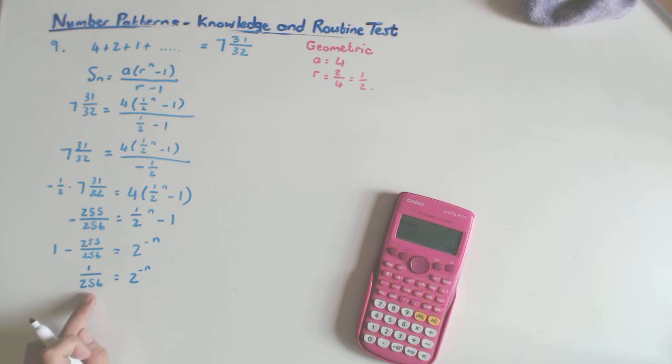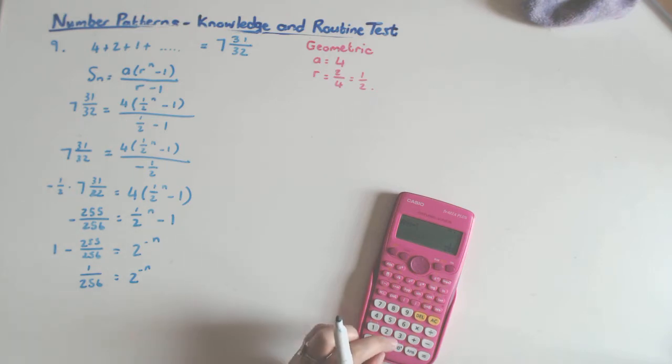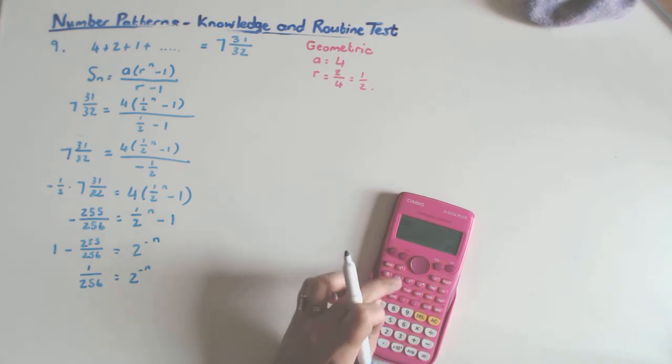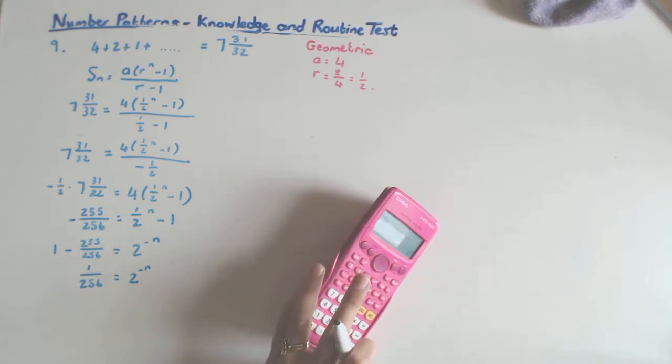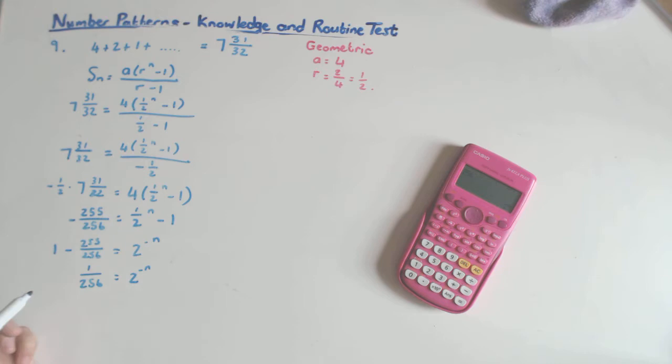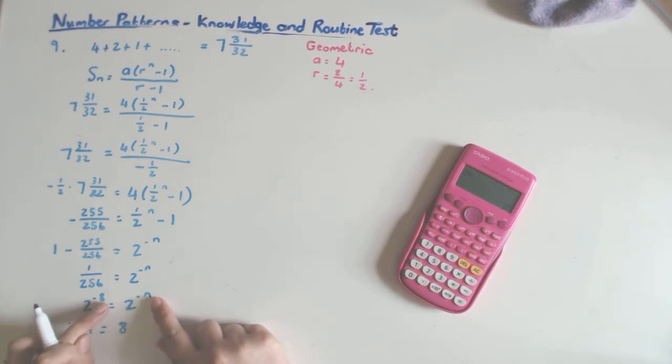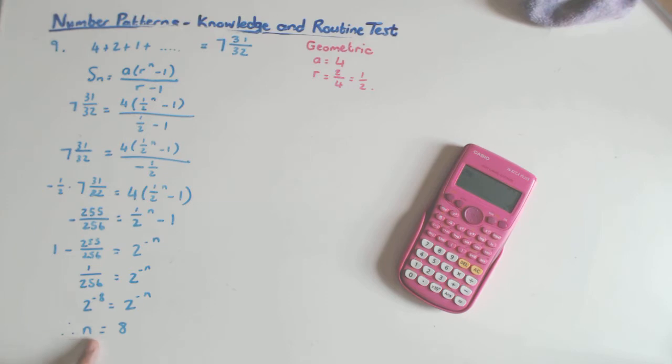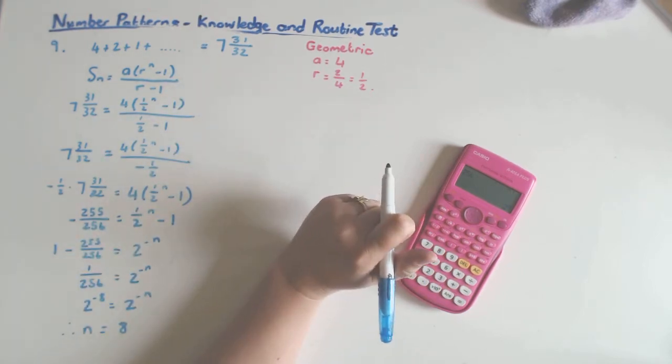So I'm just going to take 256 shift fact. And that gives me 2 to the power of 8. So this is 1 over 2 to the power of 8, which is 2 to the power of negative 8. And that means that n should be 8. Can you see the 2, the negative? So n is 8. So if I add 8 terms like this, I should get that.